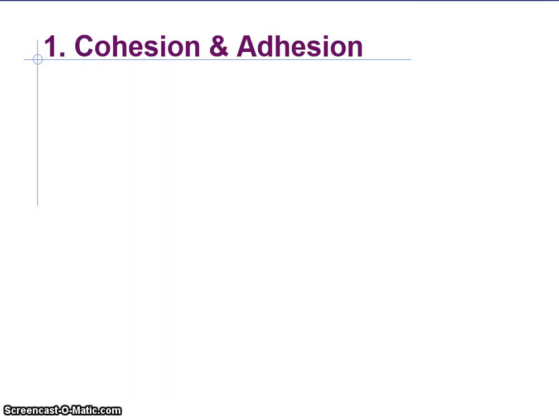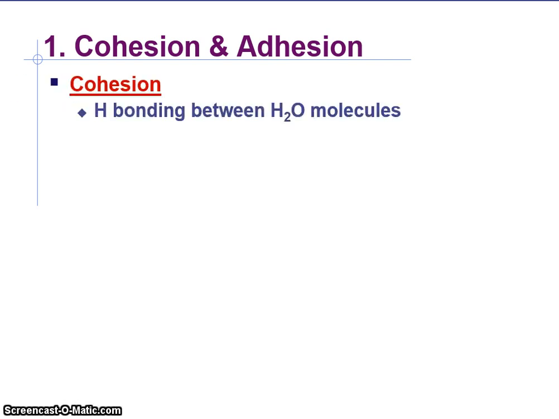So let's take a look at cohesion and adhesion. So cohesion means that it sticks to itself. Adhesion is like an adhesive, sticks to something else. So cohesion is all about the hydrogen bonding between two or more water molecules. So water sticking to itself.